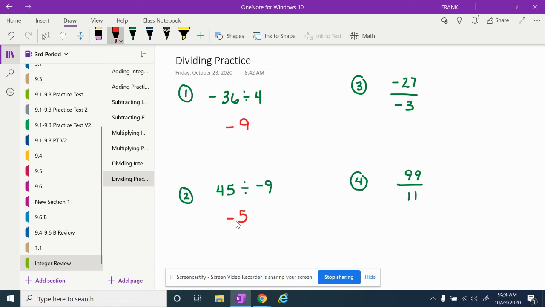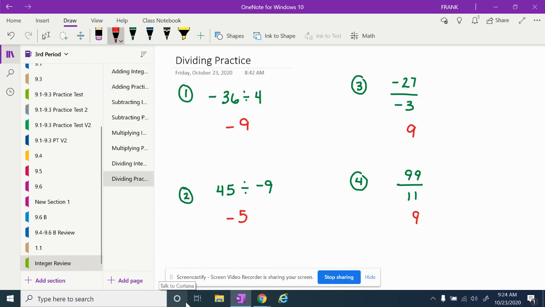Number 3, signs are the same. I've got a negative divided by a negative. These two are the same symbol, so I know it has to be a positive. 27 divided by 3 is 9. A lot of 9s on this one. And then number 4, I've got 99 divided by 11, positive divided by a positive. Signs are the same, so the answer must be positive. And here's one more 9 for you. 99 divided by 11 is 9.